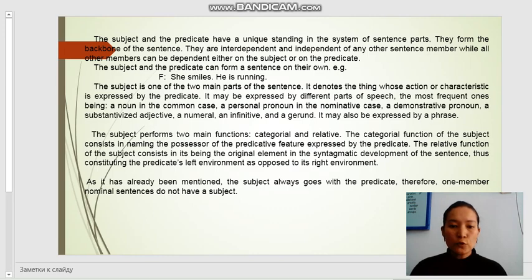The subject performs two main functions, categorial and relative. The categorial function of the subject consists in naming the possessor of the predicative feature expressed by the predicate. The relative function of the subject consists in its being the original element in the syntagmatic development of the sentence, thus constituting the predicate's left environment as opposed to its right environment. As has already been mentioned, the subject always goes with the predicate. Therefore, one-member nominal sentences do not have a subject.